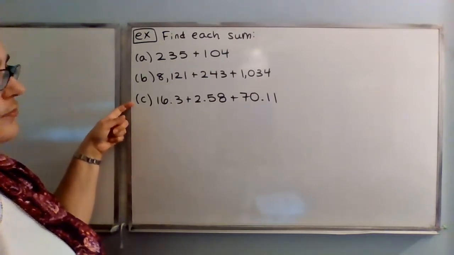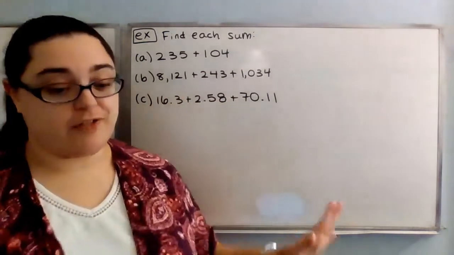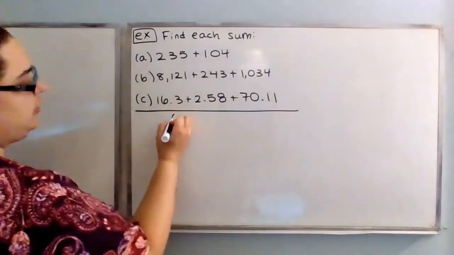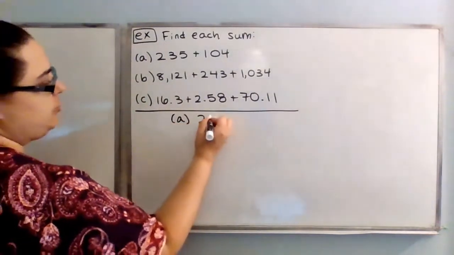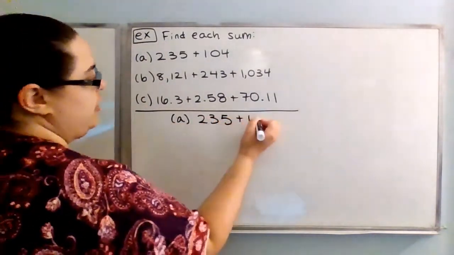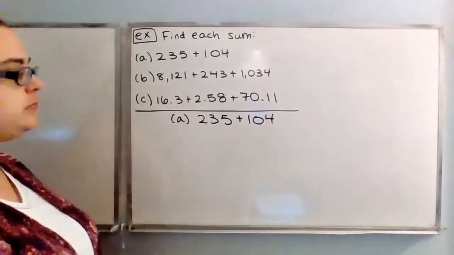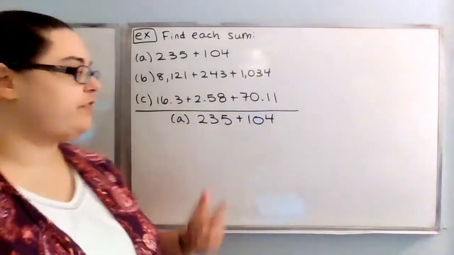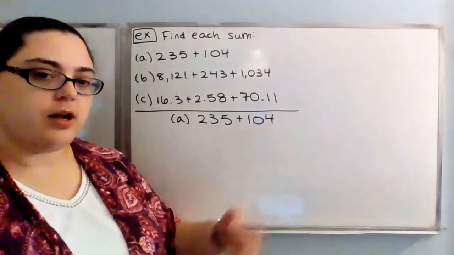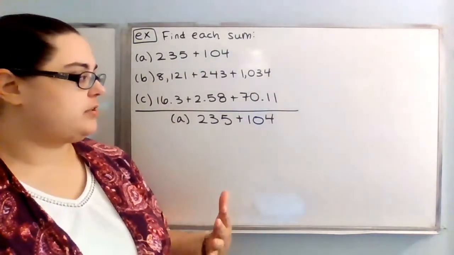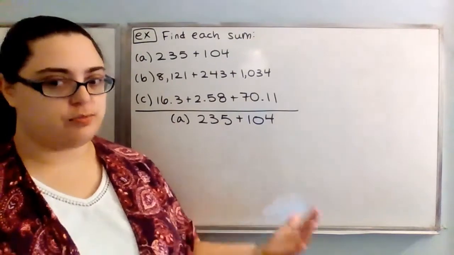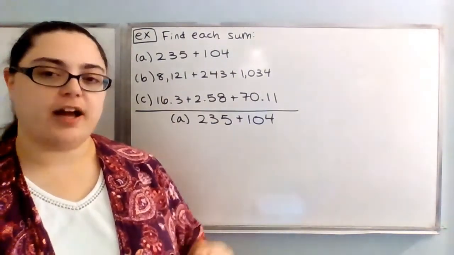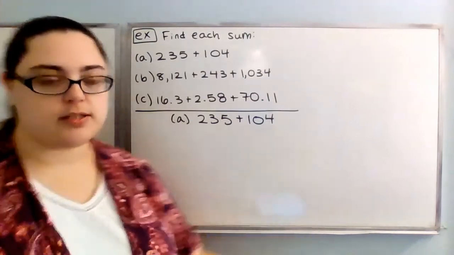All right, so let's start out with that first one, right? So as we begin with part A here, I'm going to rewrite the problem, 235 plus 104. So when I split this up, this time we have 3 digits in each number. So I'm going to split it up based off of those 3 digits. So instead of just tens and ones, now I'm going to have hundreds, tens, and ones.